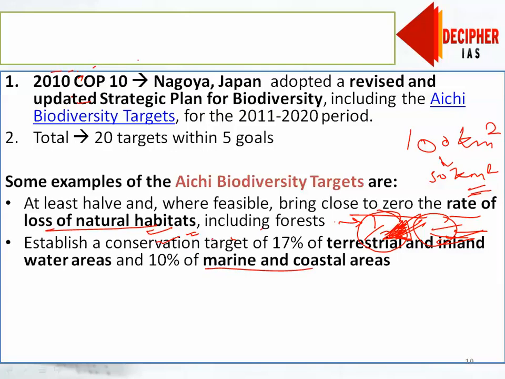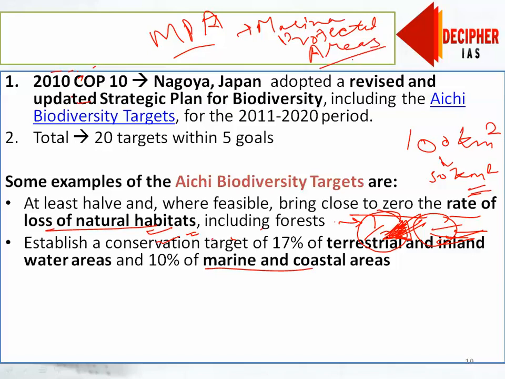You should know that there was a plan to have marine protected areas. Have you ever heard of MPAs, marine protected areas, where no fishing will be allowed and no oil exploration and all will be allowed? These were near South Shetland Island, near Antarctica. But this plan was shelved because of the non-agreement.